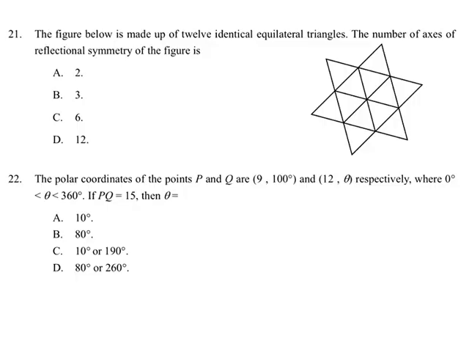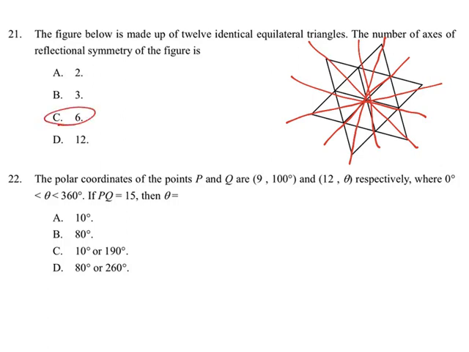Next question. These 12 triangles are identical equilateral triangles. Then we find the reflectional symmetry. For reflectional symmetry, that means we put the mirror. So actually 1, 2, 3, 4, 5, and 6. So the answer is C.